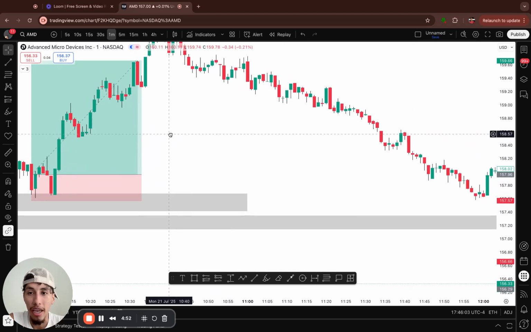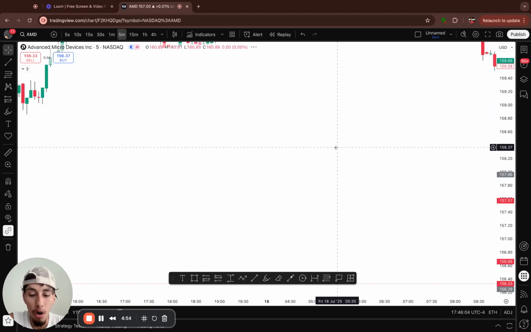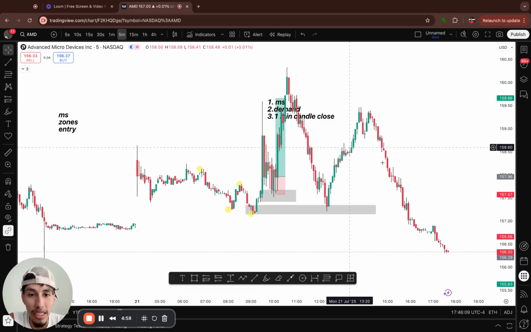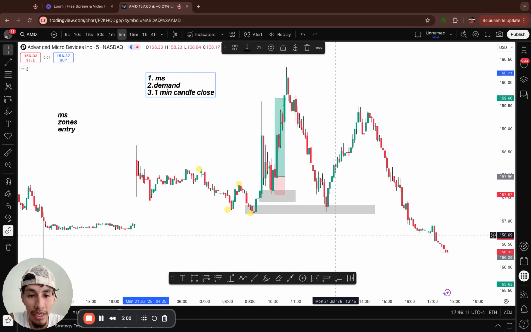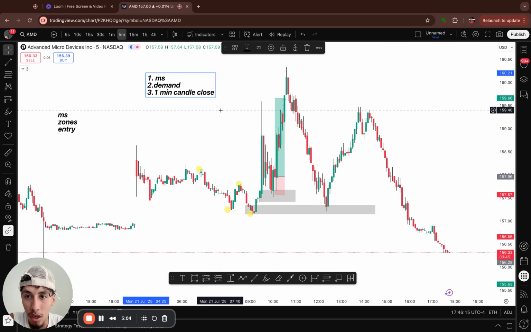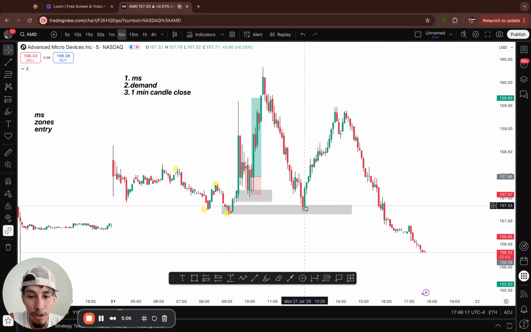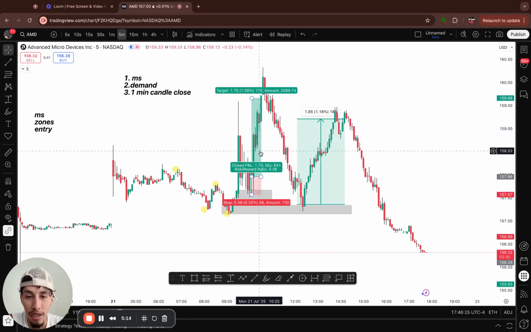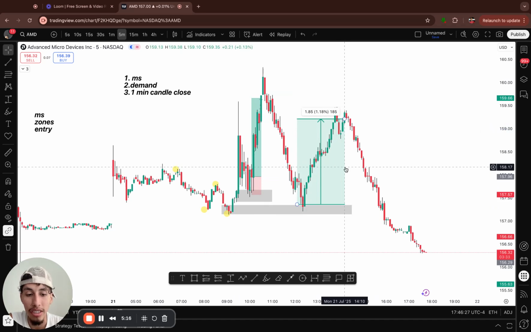And here's the thing. This other zone ended up working as well. That wasn't the only zone that ended up working. As you can see, this zone actually came in down here and then ended up rejecting as well. So you could have entered right here as well. This could have been a trade you could have taken, and it was actually not that bad of a trade. From here, maybe to here, that's not a bad trade at all, but this is a good trade as well. So very, very good trades, and it's very simple.